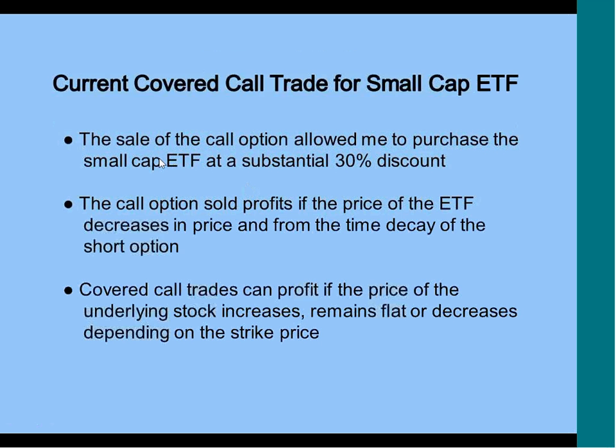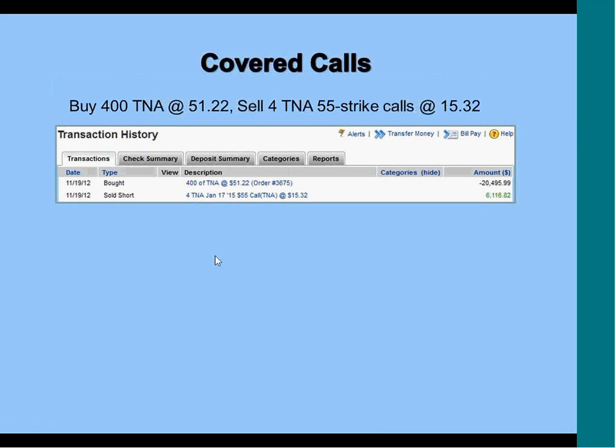And the call option that was sold profits if the price of the ETF goes down and from the time decay of the short option. So in this example, once you buy that ETF at a 30% discount, you could actually profit from this trade whether the ETF goes up, stays flat, or even decreases in price. And I just wanted to mention the TNA has since had a 2-for-1 stock split. So I purchased it at 51.22, and after the stock split adjusted, my purchase price was about $26.